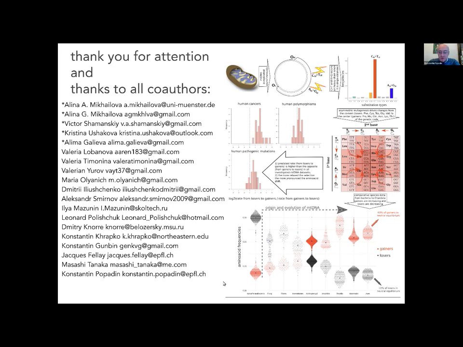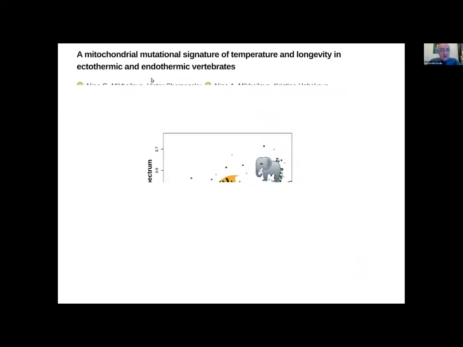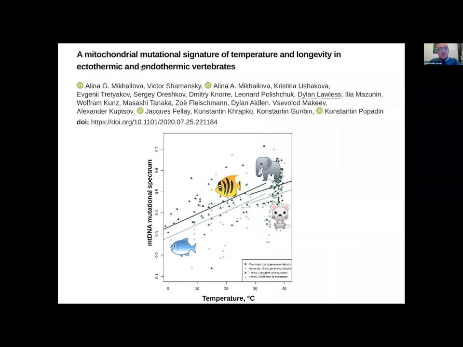And if you're interested in our topic, I would like to advertise two bioRxiv preprints from my group. One bioRxiv preprint is entitled Mammalian Mitochondrial Mutation Spectrum as a hallmark of cellular and organismal aging. And the second, Mitochondrial mutation signature of temperature in ectothermic and endothermic vertebrates. So in these studies, we demonstrated that the mitochondrial mutation spectrum is sensitive to the longevity of different species and to the temperature of the environment in case of ectothermic animals.